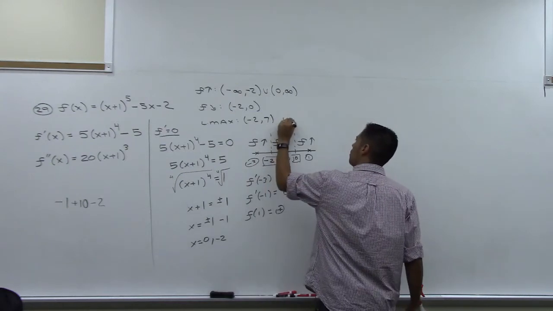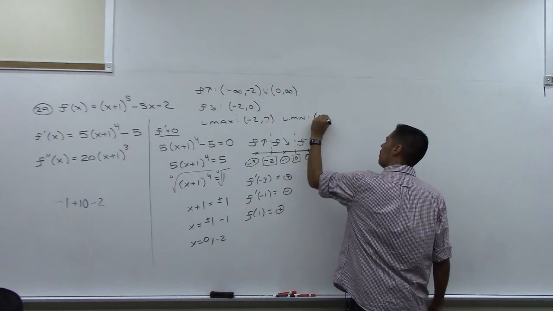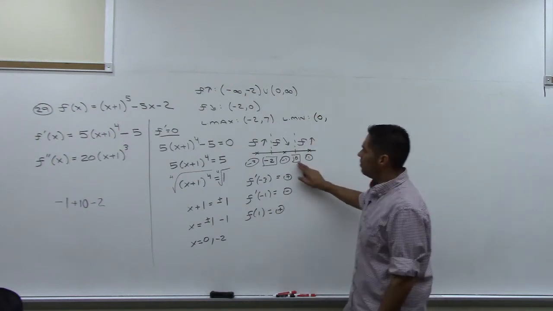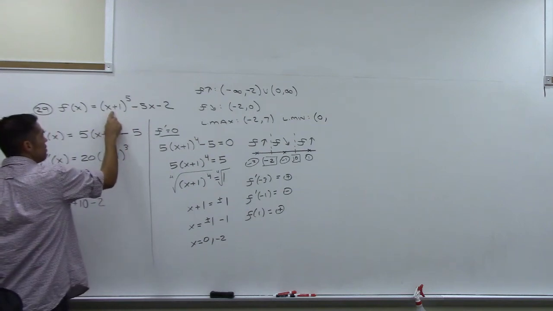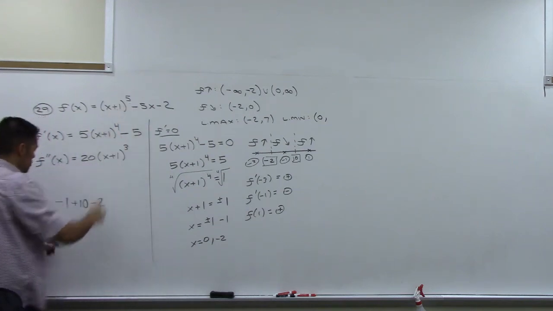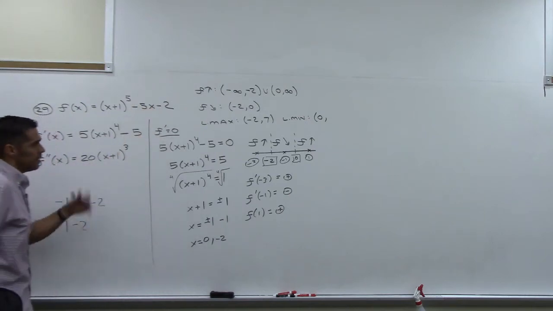Okay, and then as far as the local minimum, that's happening here at 0. And 0 should be easier to plug in. Let's see, well, maybe not. 0 in here, well, that's not bad. 0 plus 1 is 1. 1 to the fifth power is 1, so we get 1. 0 in there kills that off. Minus 2 is still there, so we get negative 1.